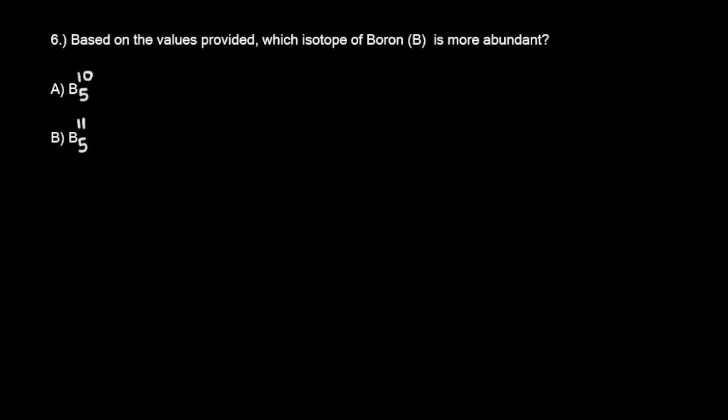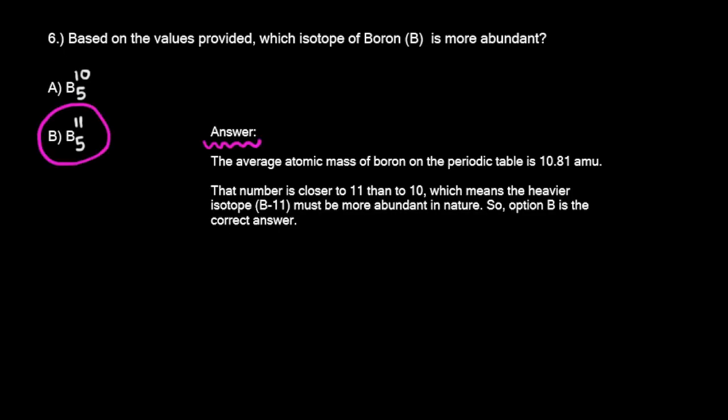Question number 6, it reads, based on the values provided, which isotope of boron is more abundant? We went over a question like this before in the previous slides. Which isotope of boron do you think is more abundant from the information provided? So to answer this question, we need to pay attention to the average atomic mass of boron. We need to obtain that information from the periodic table.